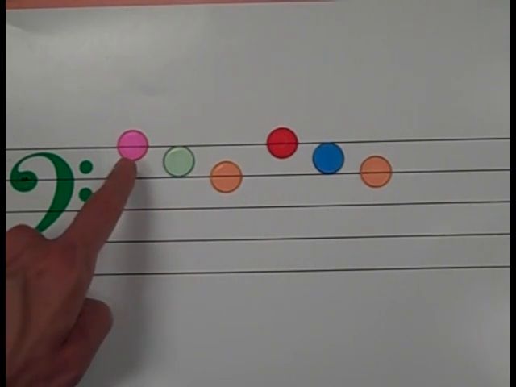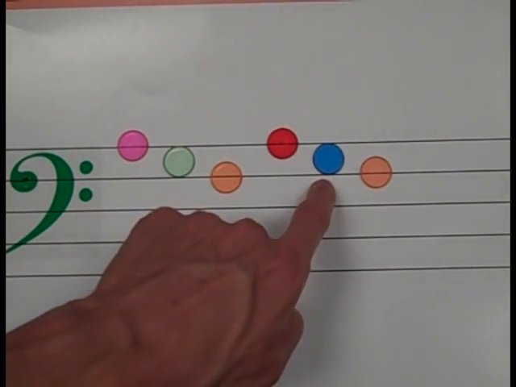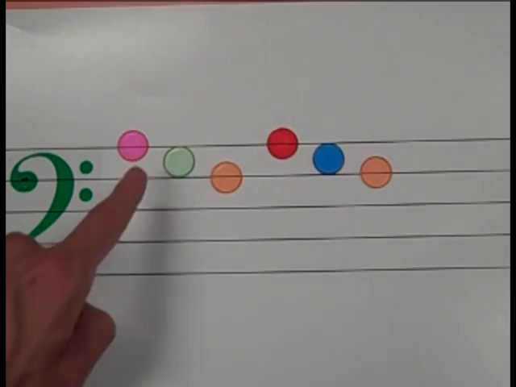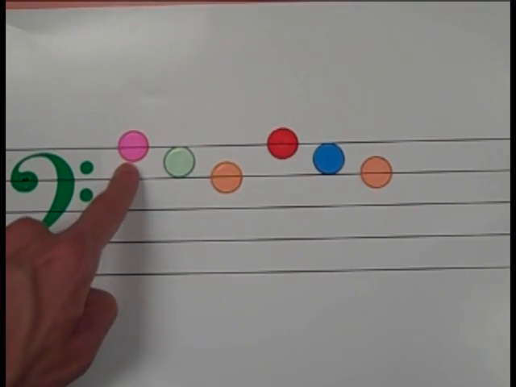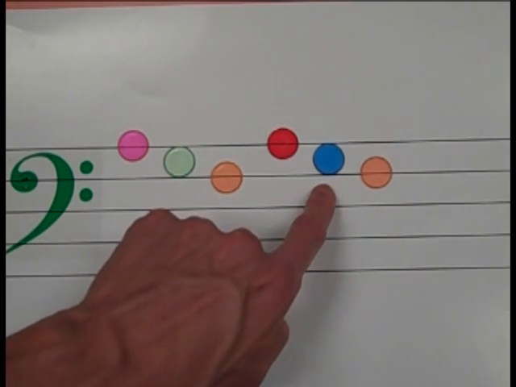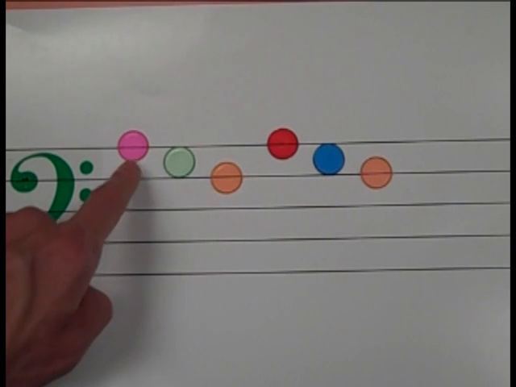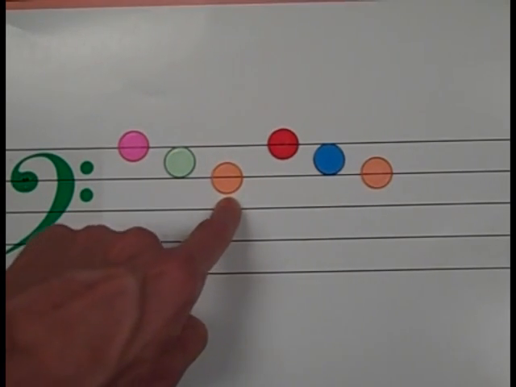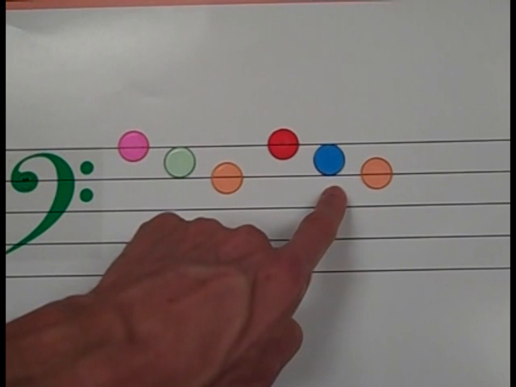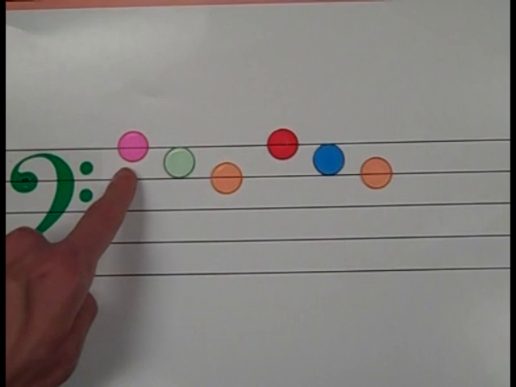Let's say the steps, skips, and repeats. We'll say start on A, step down, skip up, step down, step down. Now can you say that by yourself? Ready, go. Good, now let's say the letter names. My turn first. A, G, F. A, G, F. Now your turn. Point and say the letter names.